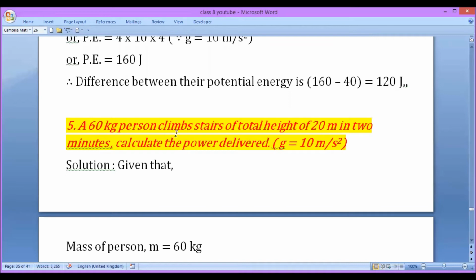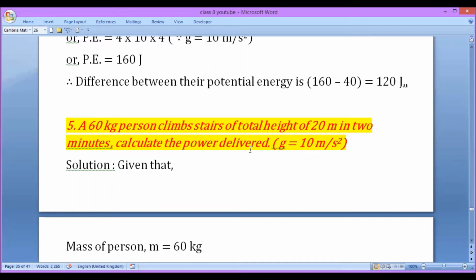A 60 kg person climbs stairs of total height of 20 meter in 2 minutes. There is a mass of person, 60 kg. He climbs up to 20 meter in 2 minutes. Time taken is 2 minutes. Calculate the power delivered. It is related to power.